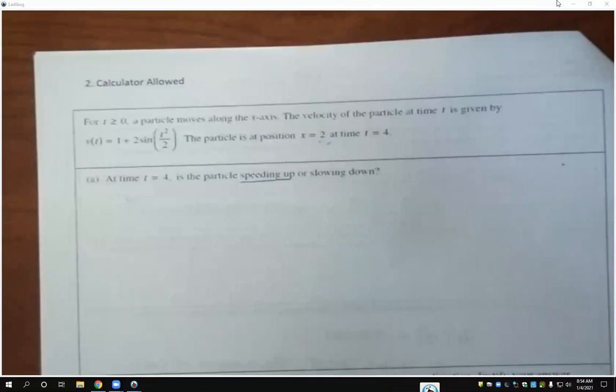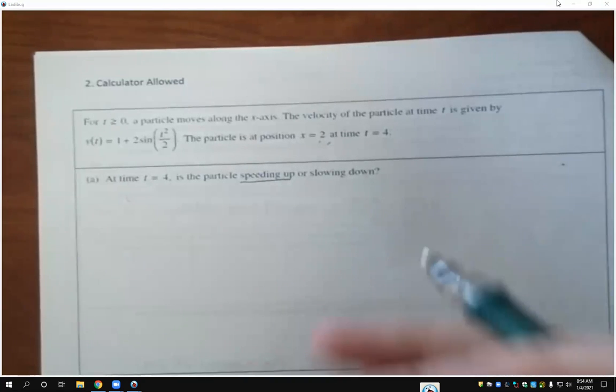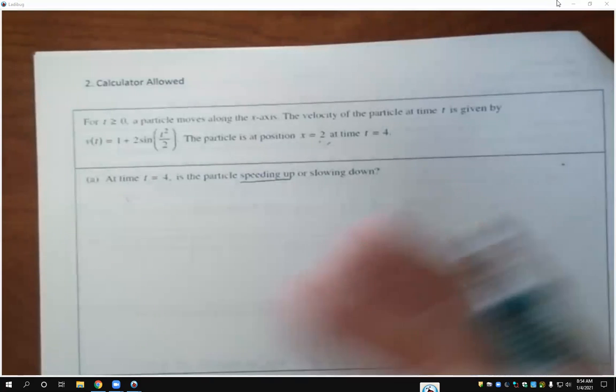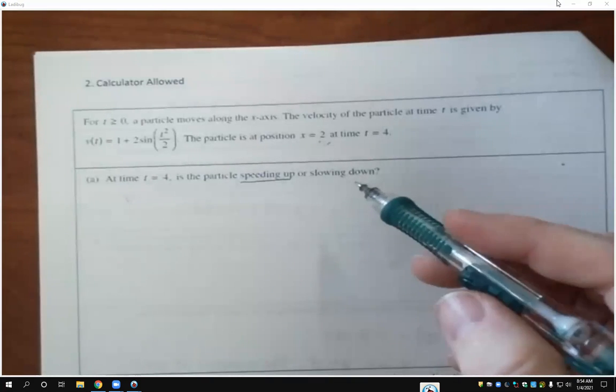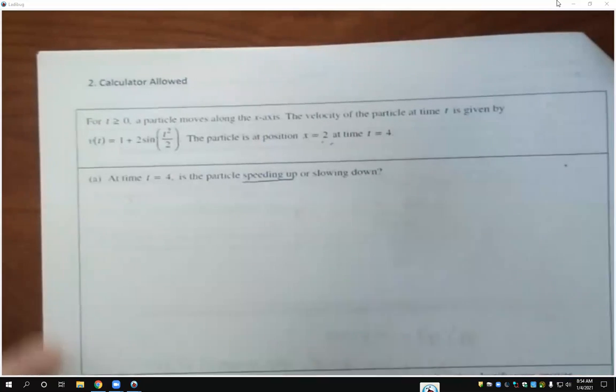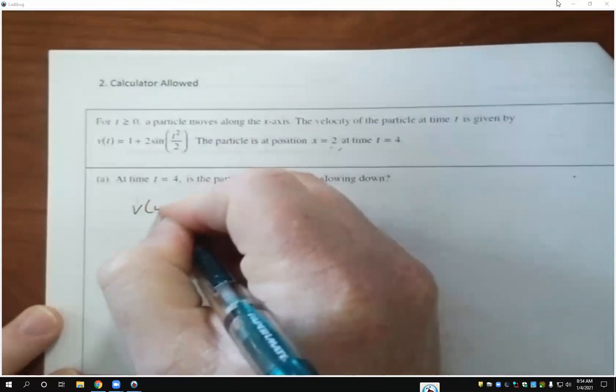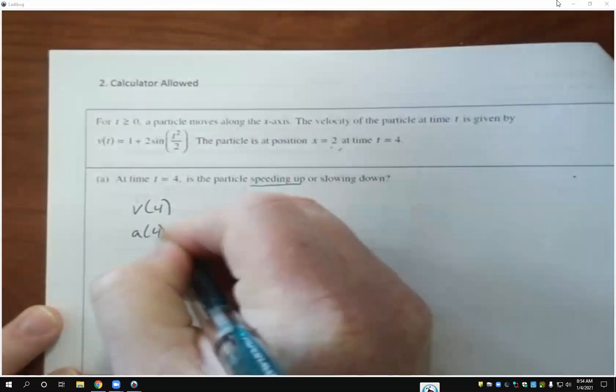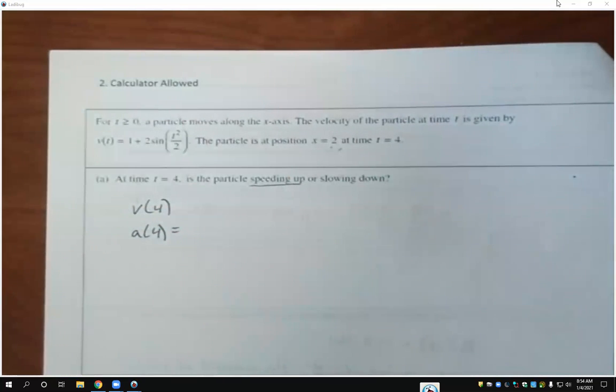On our test, I can't remember what you were given, but I think you had to find acceleration and it was negative. And I had a lot of people say it was slowing down. It was slowing down, but not because the acceleration was negative. It was slowing down because you also had to find the velocity, which ended up being positive. And if they're opposite signs, it's slowing down. So you got the correct answer, but not the right way, so you lose points for the justification. To find out if it's speeding up or slowing down, we need to find the velocity at time t equals 4 and the acceleration at time t equals 4.